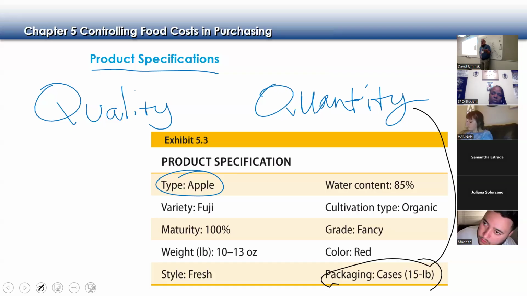We also might look at the style. So in this case, it's fresh. What other ways can apples come to us into our kitchen? Frozen. They can come pre-sliced.